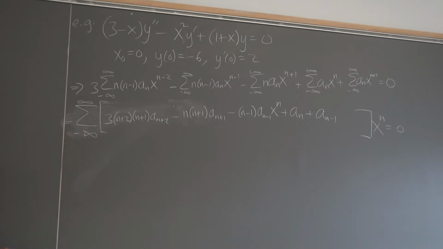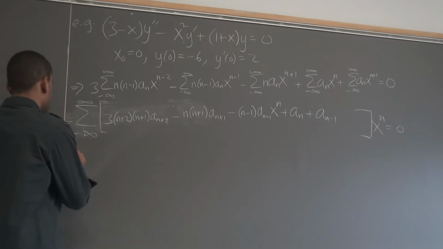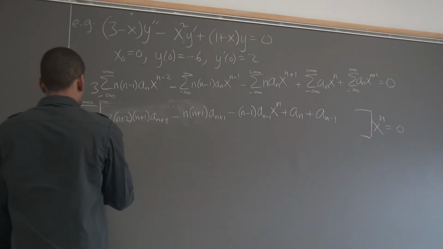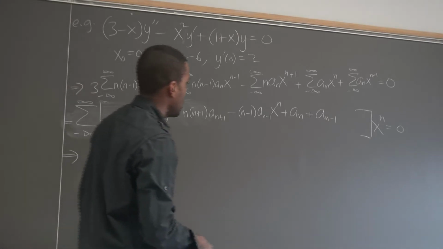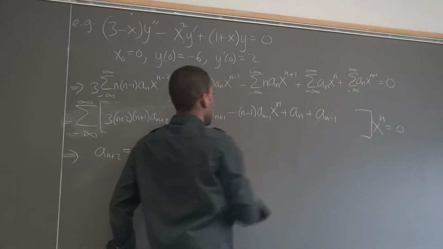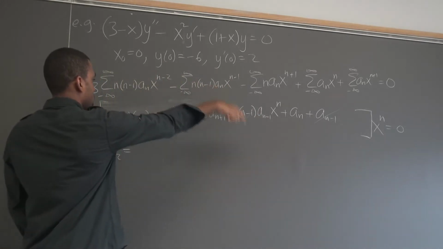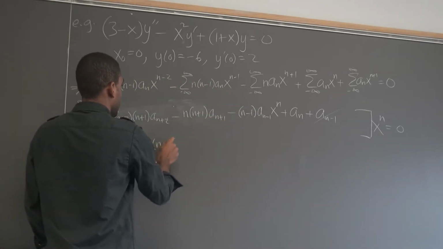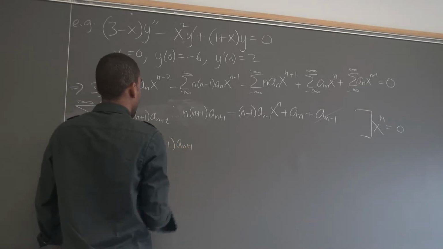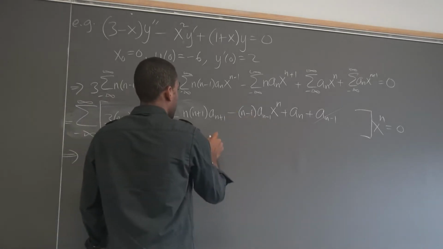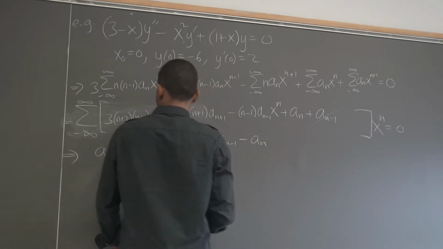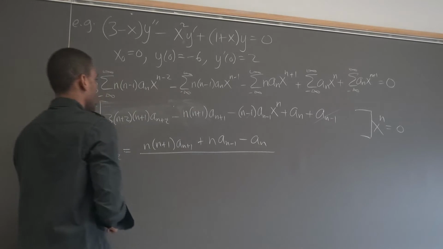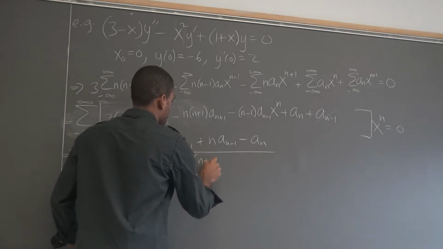I don't have to worry about shifting the index, which means right now I just simply jump right into the recurrence relation. So now I will be able to solve for a_{n+2}. This is going to cancel at 1. This I bring over, so this is n times n plus 1, a_{n+1}, plus n a_{n-1}, minus a_n, all over 3 times n plus 1.